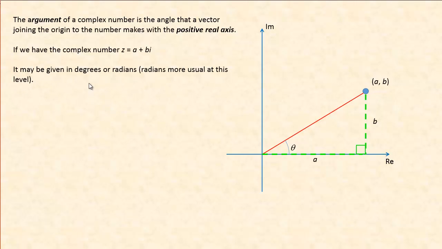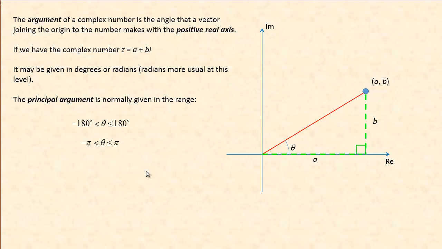The argument may be given in degrees or radians, but radians is more usual at this level. The principal argument is normally given in the range between negative 180 and 180. Notice how negative 180 is not included, but 180 is included. Or in radians, of course, that's negative pi to pi.